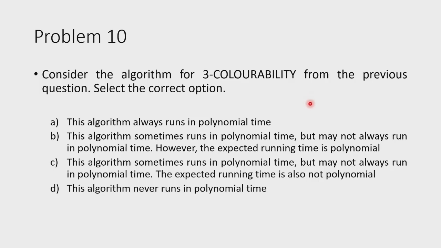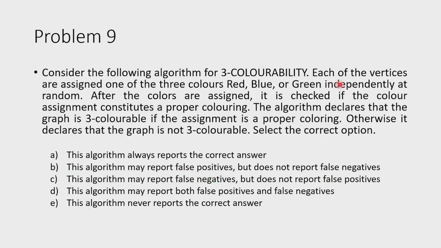We are supposed to pick a random 3 coloring, so here's how we do it. Going back to the previous question: each of the vertices is assigned one of the 3 colors, red, blue, or green, independently at random. So you just need to pick one of the 3 numbers, 1, 2, or 3, independently at random. For every vertex we would be making one choice out of 3.